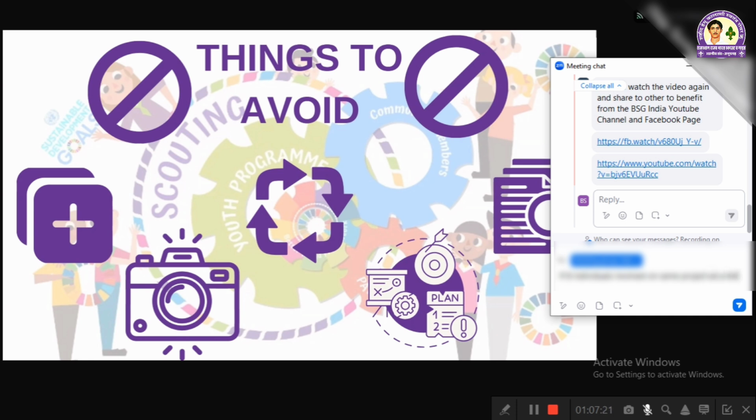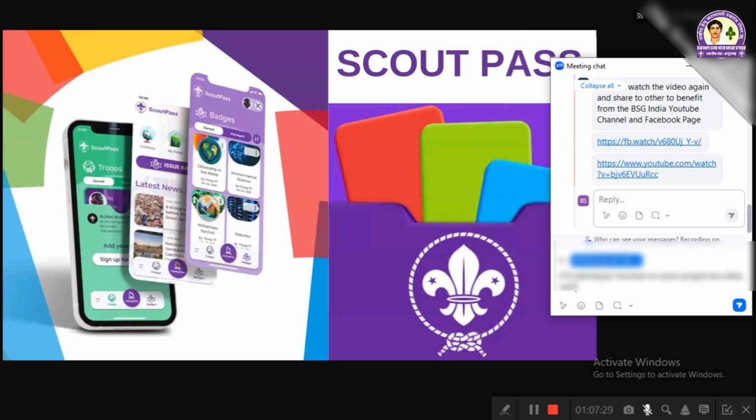And lastly, yes, I know you have seen a lot of me and you have heard a lot of me, but there's something that's really very exciting. That is the Scout Pass. As I mentioned, all of us can earn digital recognition from the website. But have you ever thought, where do we store it? Which is the place for us to actually get all the recognition? That is this application, Scout Pass.